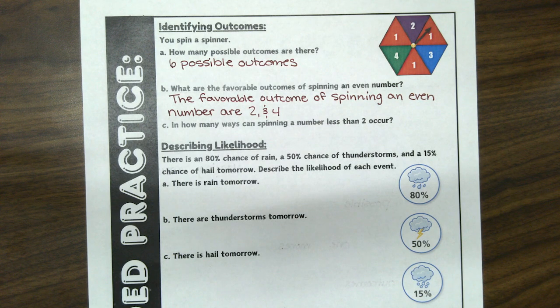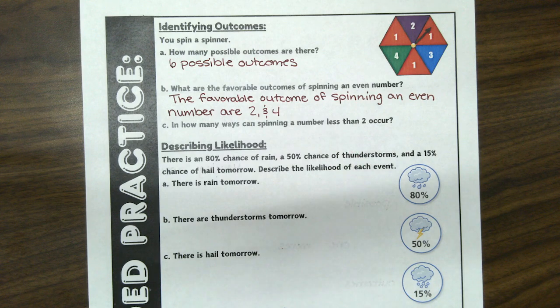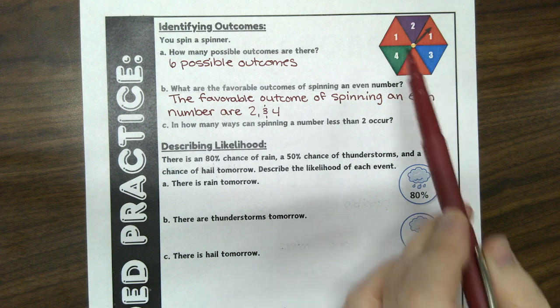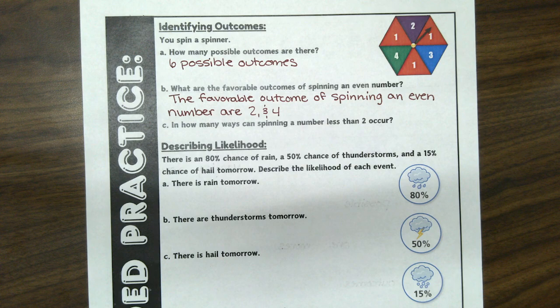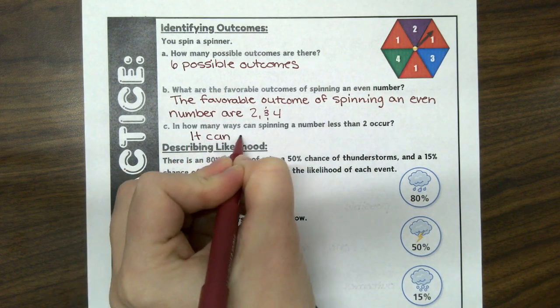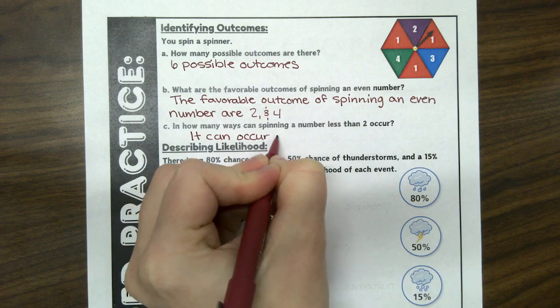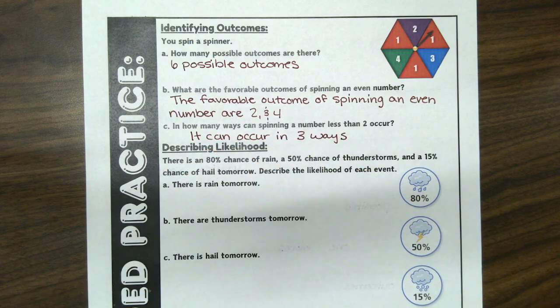So in how many ways can spinning a number less than 2 occur? The possible outcomes of spinning a number less than 2 are 1, 1, and 1. So spinning a number less than 2 can occur in 3 ways. Okay, so that's how we identify some outcomes.